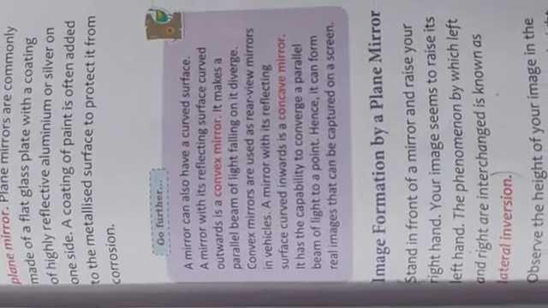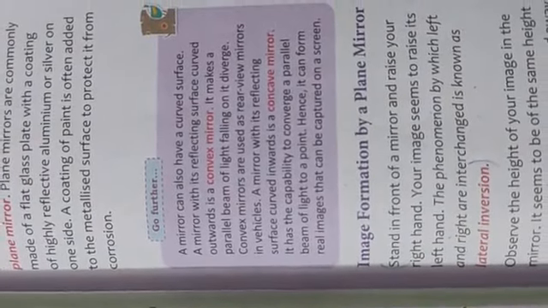Okay, so next is the plane mirror. What is a plane mirror? A mirror with a flat reflecting surface is a plane mirror. It is mostly made up of flat glass with a coating of highly reflective silver or aluminum on one side. A coating of paint is often added to the metallic layer so as to protect it from what? Corrosion.